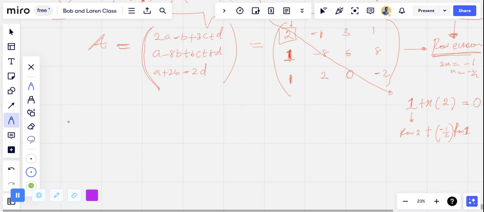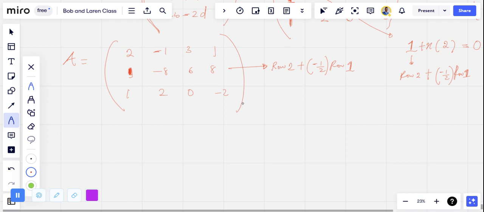Let me write out the matrix again first. The matrix is 2, minus 1, 3, 1; 1, minus 8, 6, 8; 1, 2, 0, minus 2. So this particular row, I want to turn this one to zero. The row operation I need to use now is row 2 plus negative half of row 1. This is the row reduction operation I want to work with.